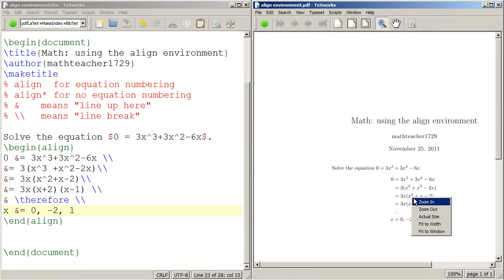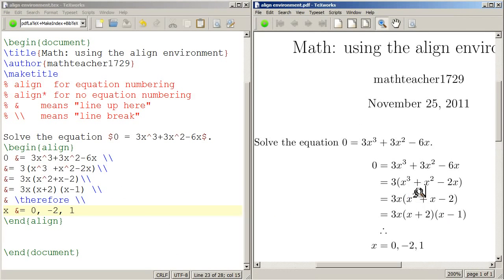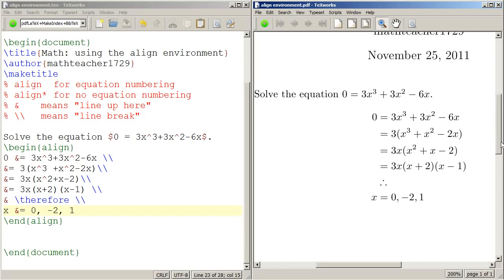And there it is. Okay, 0 equals that. I didn't have to write 0 on all sides. I could if I really wanted to, but it doesn't make a big deal. And then, therefore, x equals 0, -2, 1.